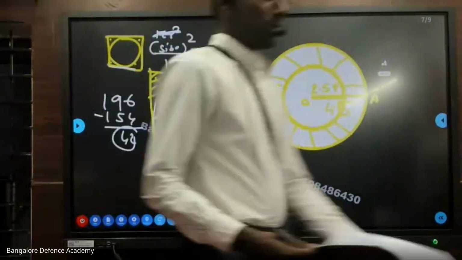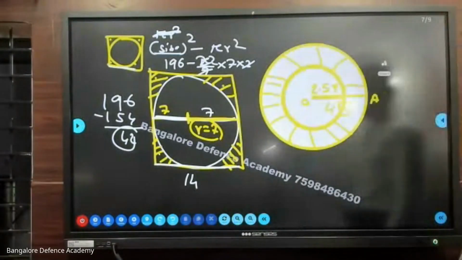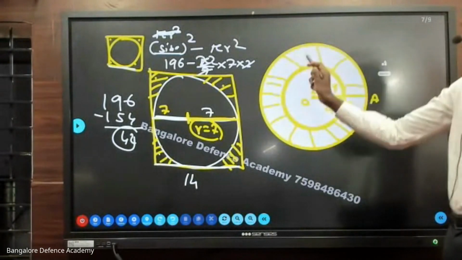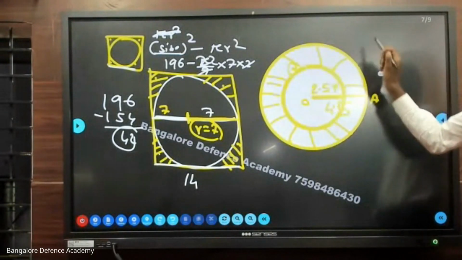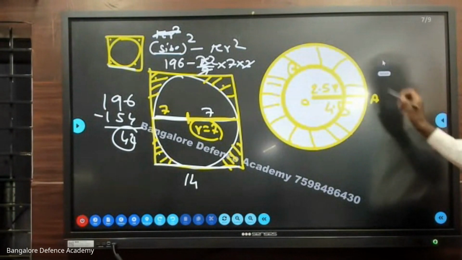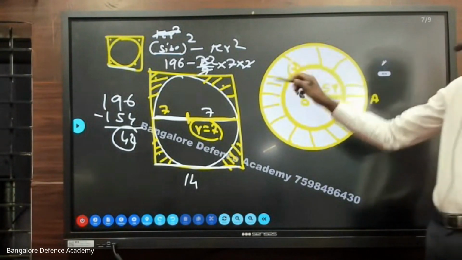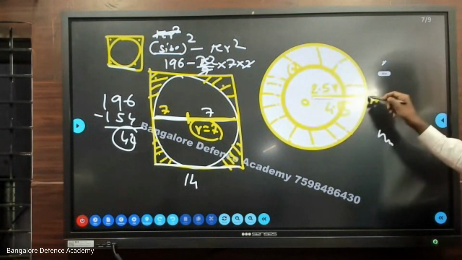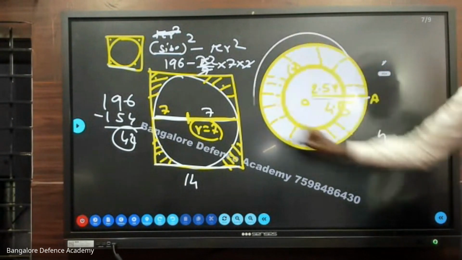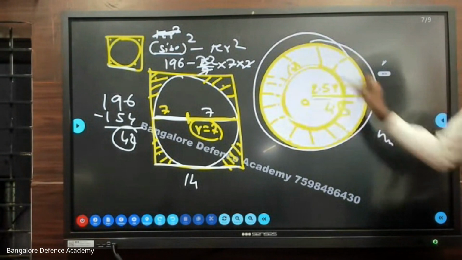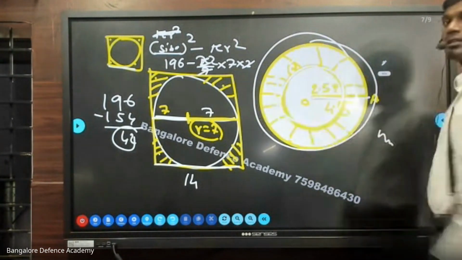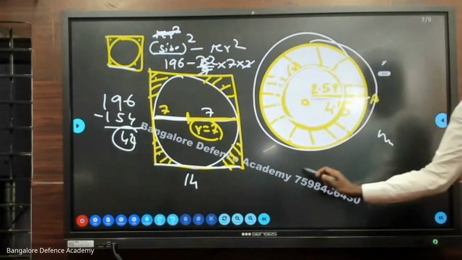Okay. So here, look at this. I have to find the area of the shaded region, correct? Yes or no? I have to find the area of the shaded region. So bigger radius. So can I say bigger circle minus this smaller circle, you get the area of the shaded region? Yes? So what will I do?